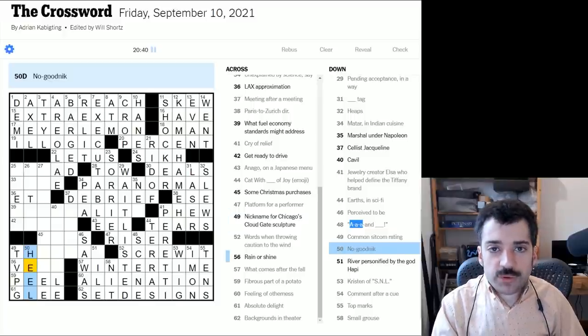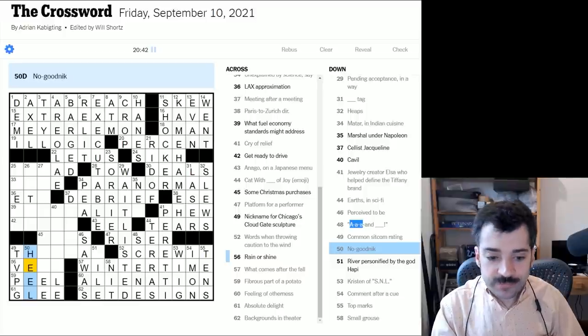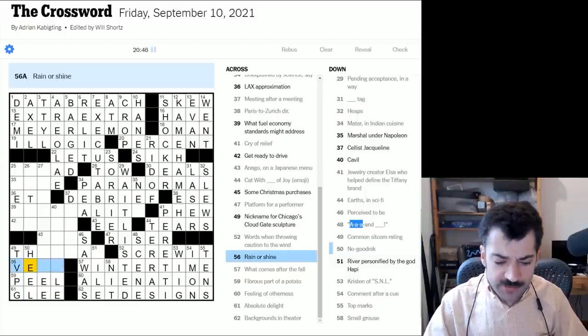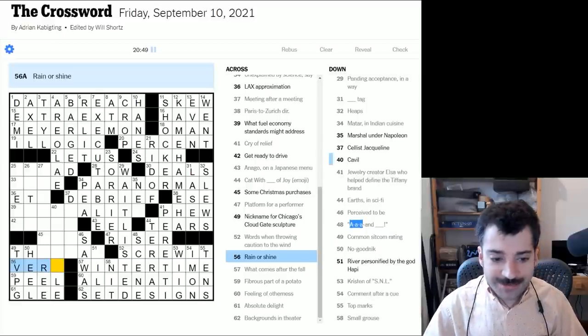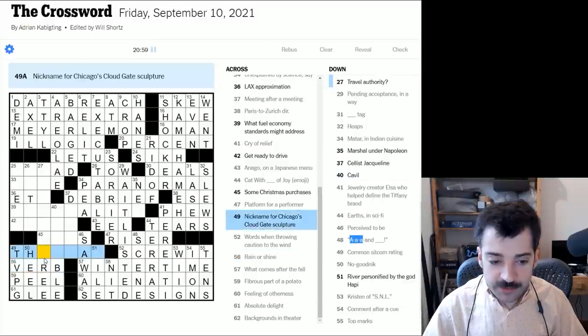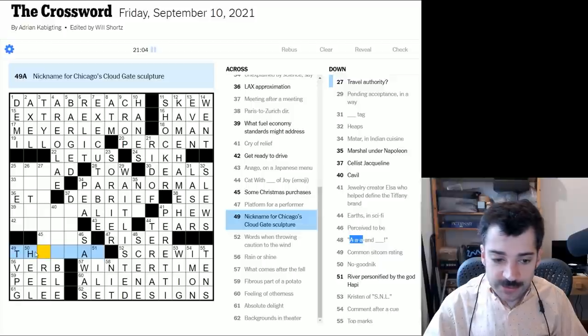Would that be correct? So then this would be a no good Nick. A heel. So someone who's a bad guy sort of figure. All right, so rain or shine, maybe this is a verb. I'm getting very surprised by this puzzle. Some of these are very straightforward, almost misdirection through simplicity, because I'm looking for something farther afield, I guess, is what I'm saying.